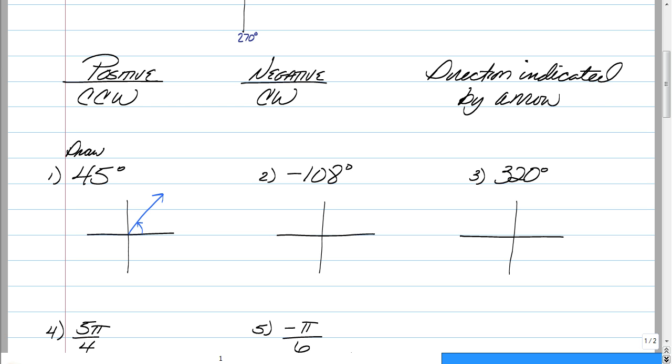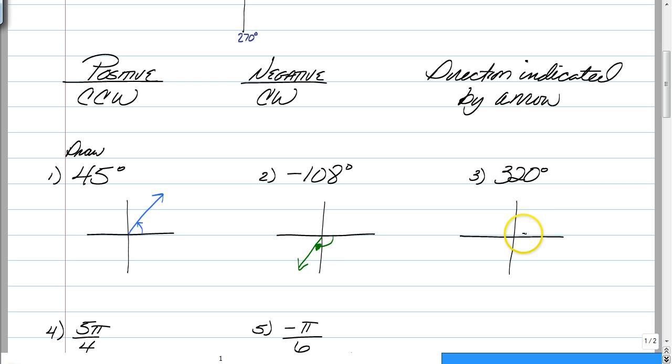Negative 108 degrees, so it's negative. So we're going to go clockwise. We still start from the positive x-axis. We just went 90 degrees and a little bit more. And there is our negative 108 degree angle. Okay, here's the arrow that shows us which direction we went, and then obviously you draw your terminal ray.